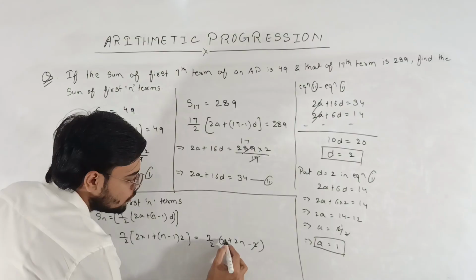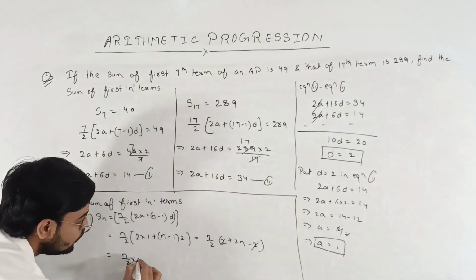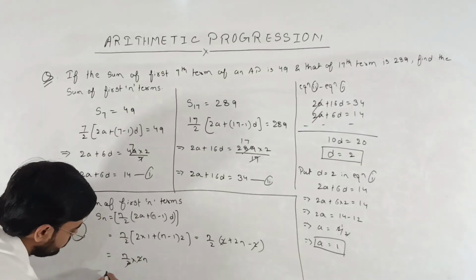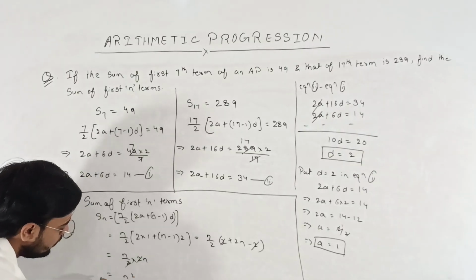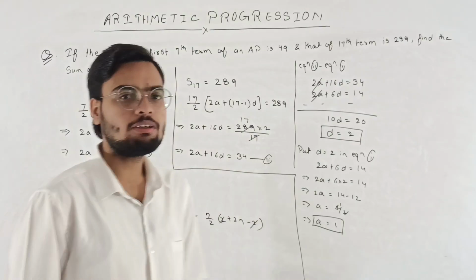Okay. Now this 2 is cancelled. Then what we are left with? N upon 2 into 2n. And this 2 is cancelled. Then we are only left with n square, which is Sn. So Sn is equal to what? N square. Got it? Let's see one more time.